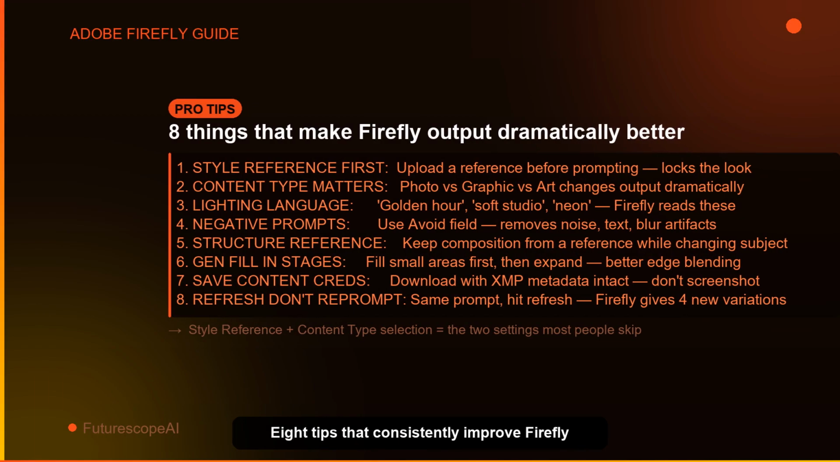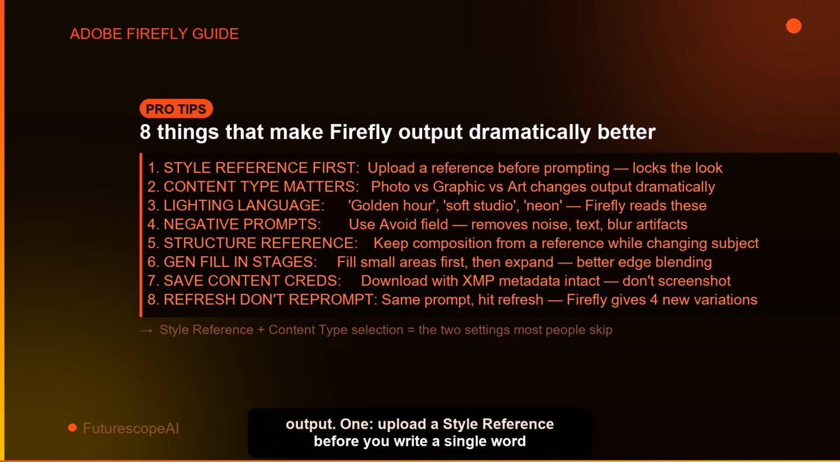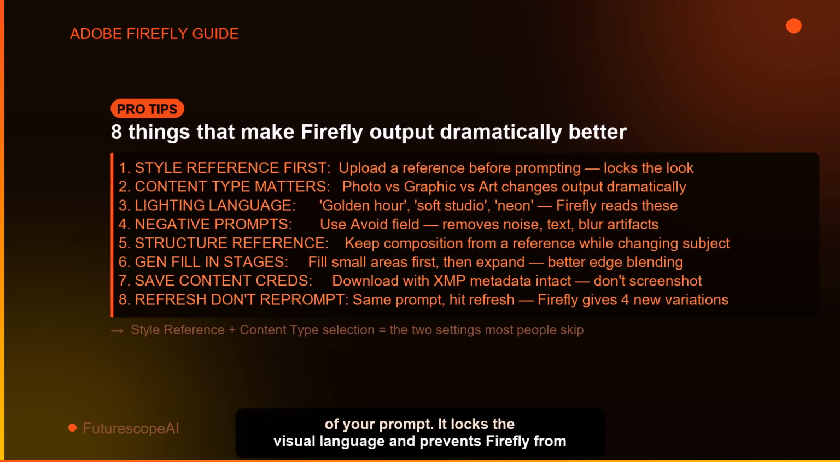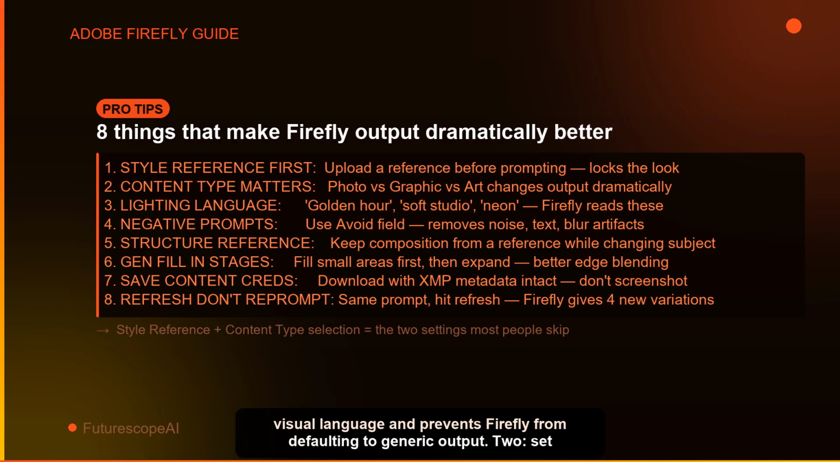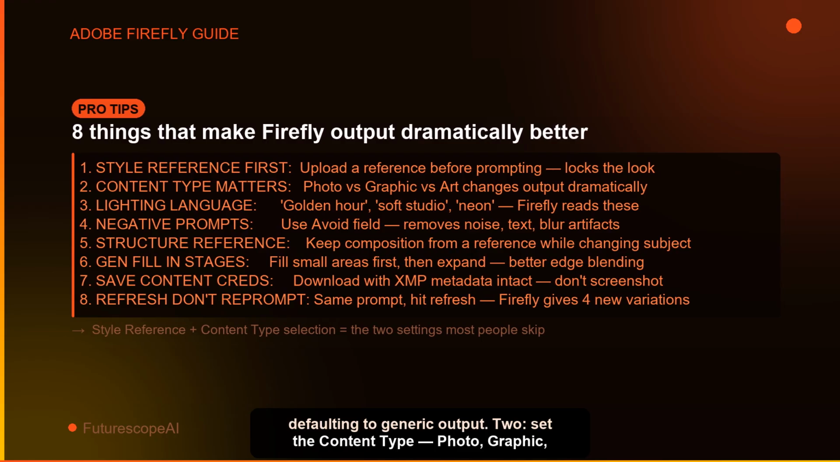8 tips that consistently improve Firefly output. 1. Upload a style reference before you write a single word of your prompt. It locks the visual language and prevents Firefly from defaulting to generic output. 2. Set the content type, photo, graphic, or art, before generating. This single setting changes the output more than most prompt words do. 3. Use film and photography lighting language. Golden hour, soft studio lighting, neon backlight. Firefly reads these precisely.